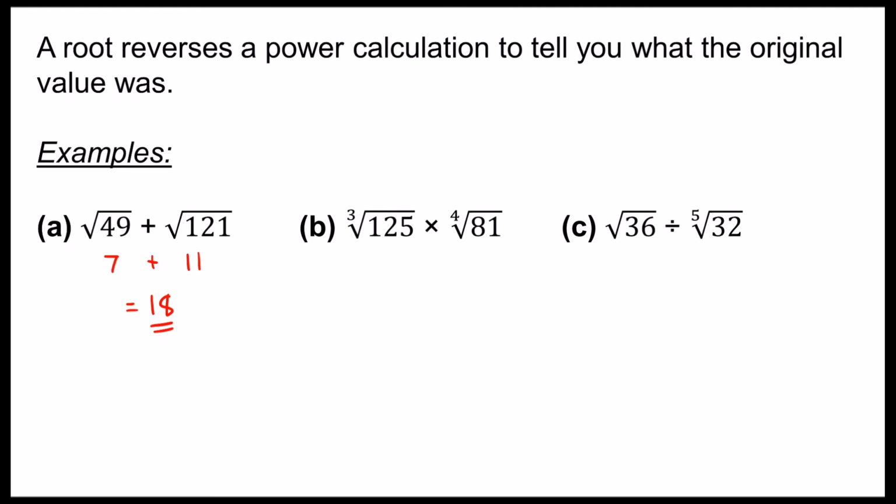In my second example, I'm asked to work out the cube root of 125 times the 4th root of 81. I know that 5 cubed is 125, and I also know that 3 to the power of 4 is 81. So what I need to work out is 5 times 3, which is 15.